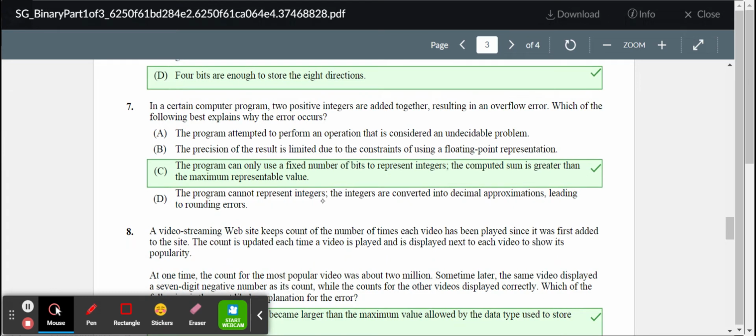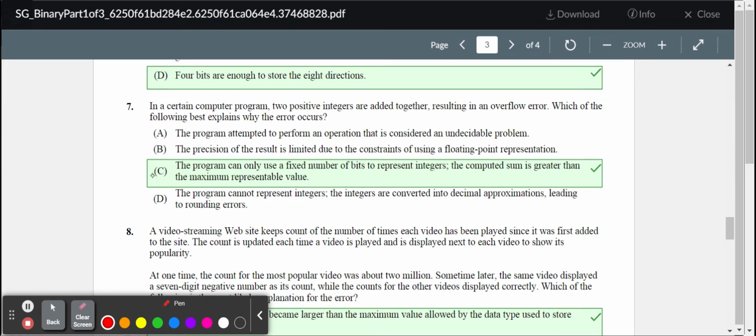In a certain computer program, 2 positive integers are added together, resulting in an overflow error. Which of the following best explains why the error occurs? Well, it means you probably don't have enough bits. So it says the program can only use a fixed number of bits to represent integers. The computed sum is greater than the maximum represented value.